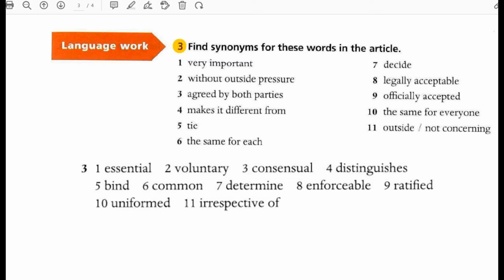Eight, legally acceptable: enforceable. So that's actually our keyword here, our highlighted word. Enforceable, legally accepted. Nine, officially accepted: ratified. Ten, the same for everyone: uniform. Eleven, outside and not concerning: irrespective. So that's your vocabulary to learn very easily, such as legal English. Let's go for the following exercises.